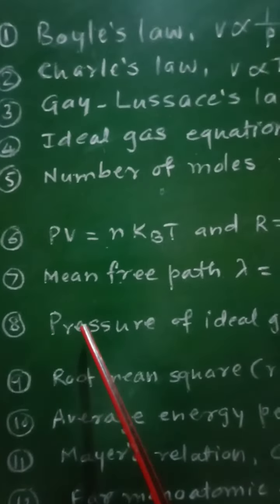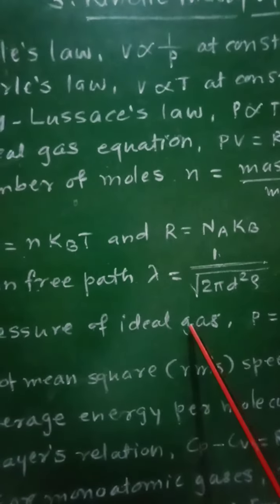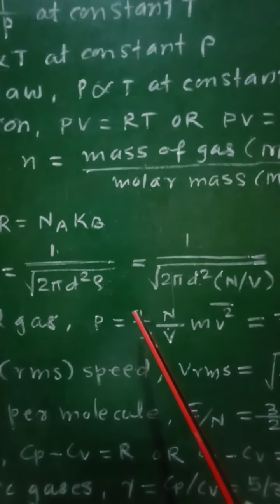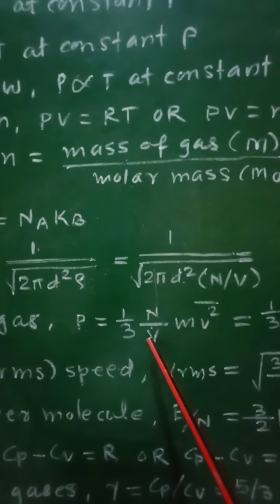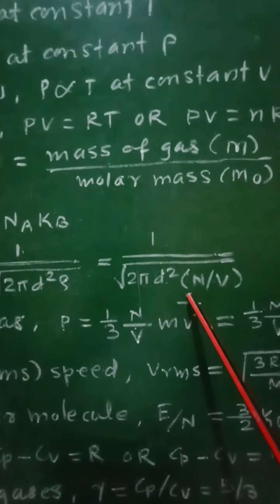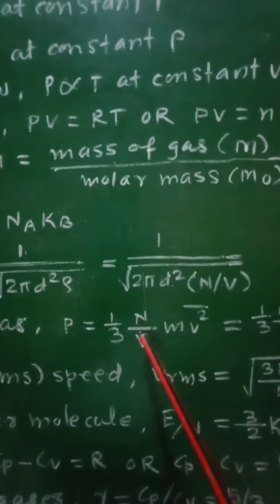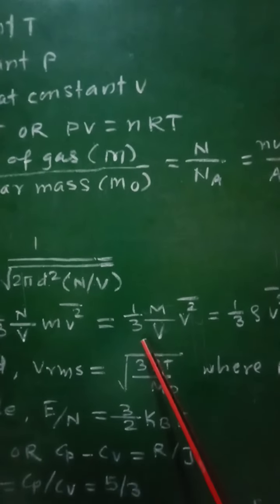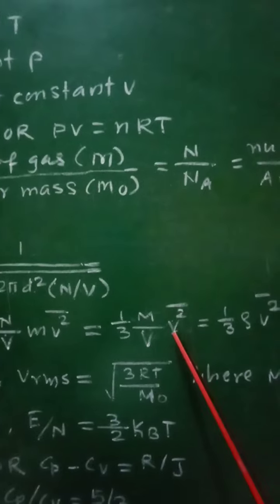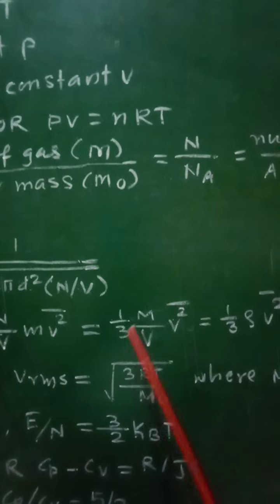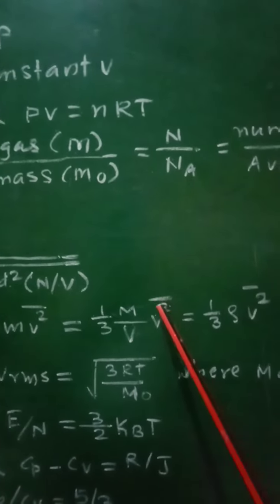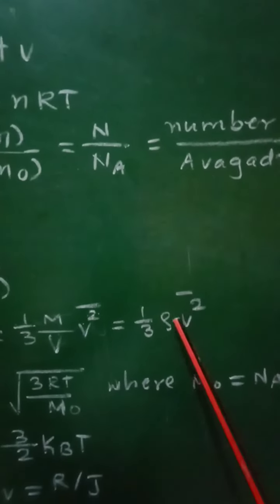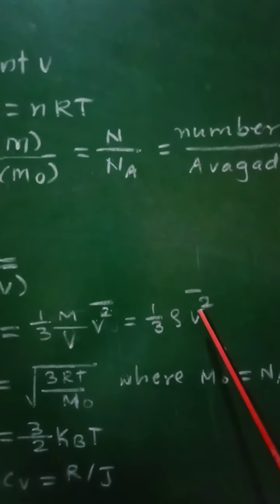Eighth formula gives pressure exerted by the ideal gas, that is pressure of ideal gas P equal to 1 by 3 N upon V into m v square bar, that will be equal to 1 by 3 m upon V v square bar, that is equal to 1 by 3 rho into v square bar.